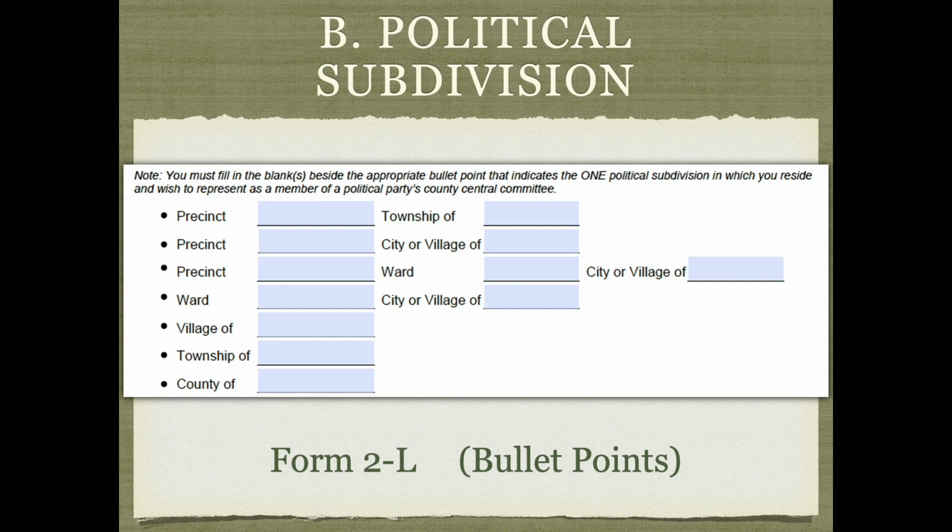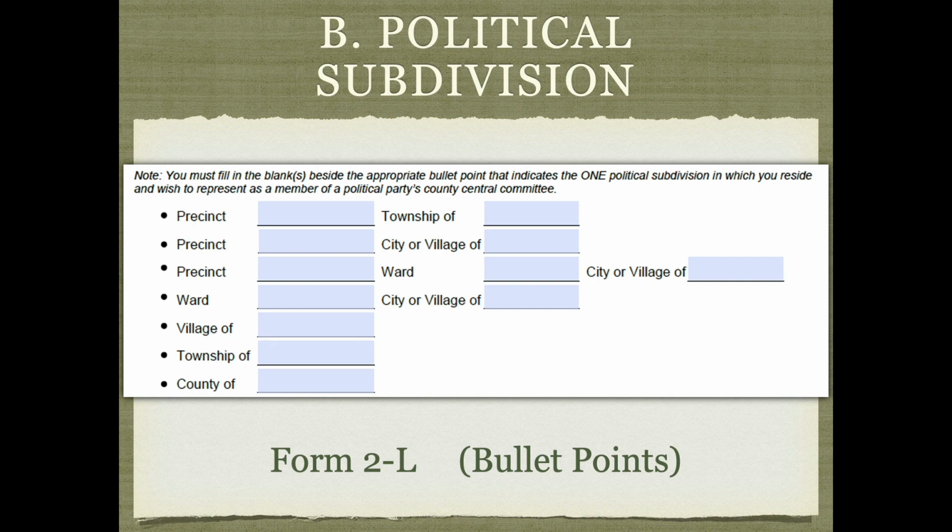If your county political party chooses to elect by each individual voting precinct, choose one of the first three bullet points. For example, the Stark County Republican Party elects by precinct. If you live in Jackson Township Precinct 7, you will choose the first bullet point, Precinct 7, Township of Jackson. If you live in Navarre Precinct A, use the second bullet point, Precinct A, City or Village of Navarre. If you live in Canton, Ward 4, Precinct F, use the third bullet point, Precinct F, Ward 4, City or Village of Canton.